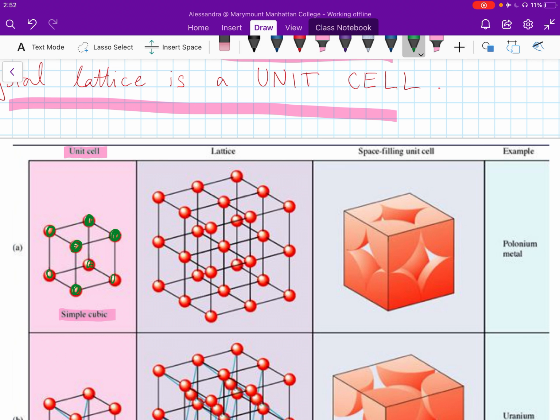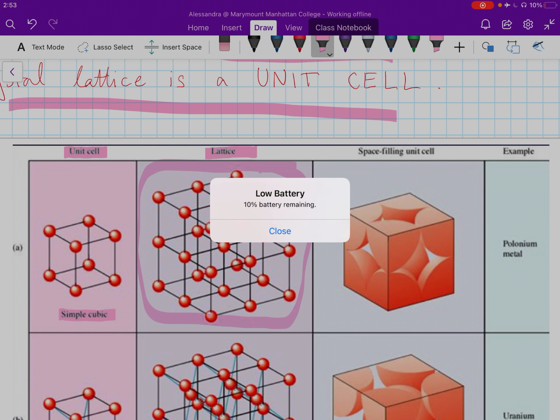Now, those particles are held together in this highly ordered, simple cubic structure. That's what the unit cell looks like. But the lattice structure, here in this second column, consists of many different unit cells, all beside each other and building up in this vast three-dimensional network.